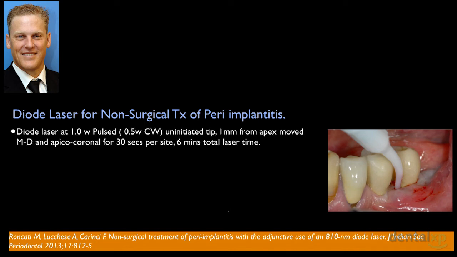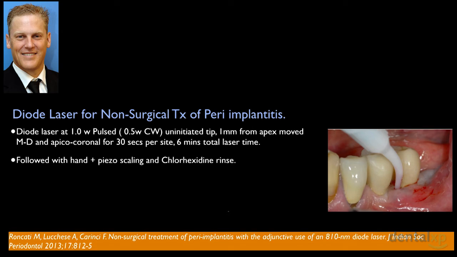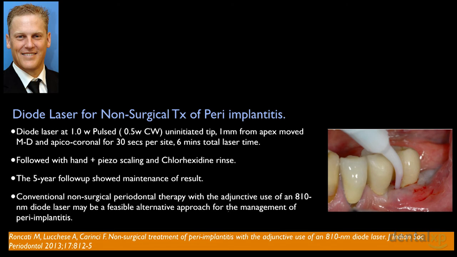There is a study from Roncati that showed, with half a watt of continuous wave, or 1.0 watts of energy, for 5 to 6 minutes, followed by hand scaling and chlorhexidine rinse, repeated the next day, that there was a 5-year follow-up showing maintenance of the result. They suggested conventional non-surgical periodontal therapy with the adjunctive use of a diode may be a feasible alternative to the management of peri-implantitis as a first step.